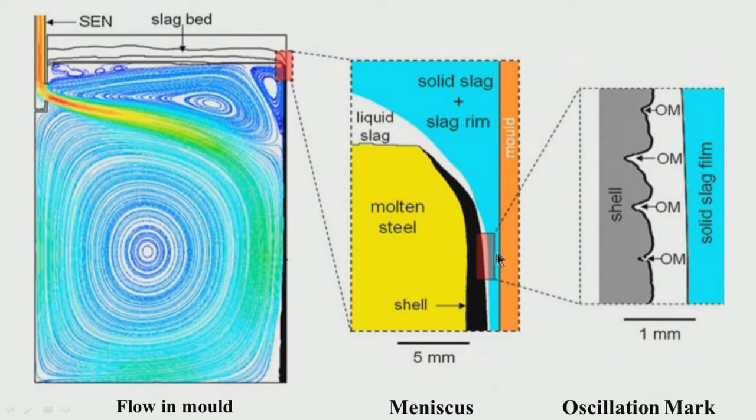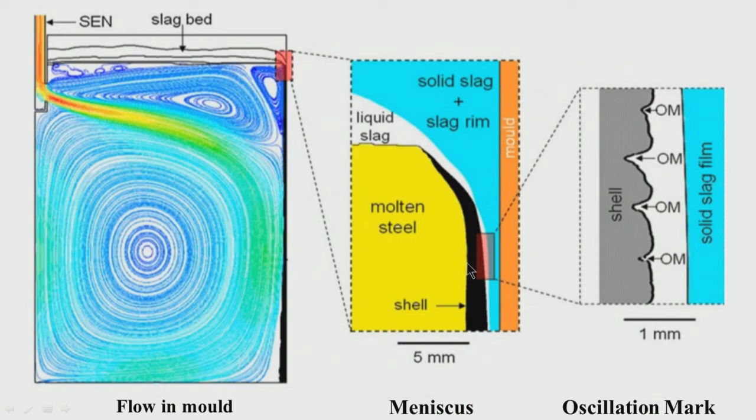So, the gap between the mold and the molten steel, as I was telling you, the liquid slag will first be dragged in, and in contact with the mold this will get solidified. So, we have a layer of solid slag and then liquid slag and then the solid shell and, of course, the molten steel. Now, this particular area, if it is magnified, look at the sizes. What are the sizes? This is 5 millimeter.